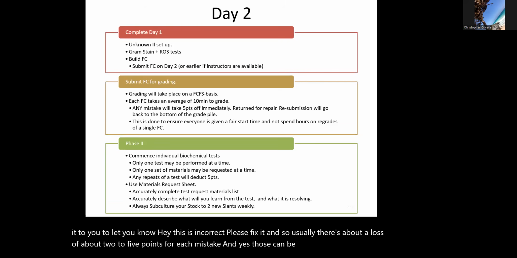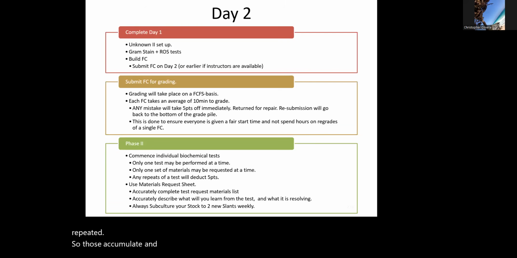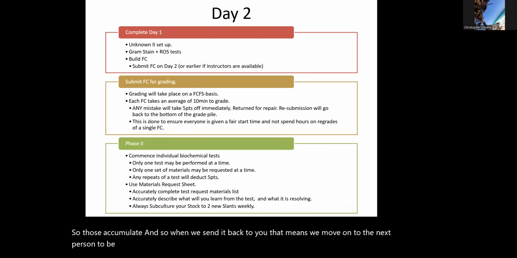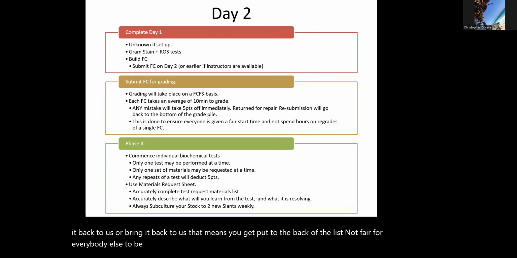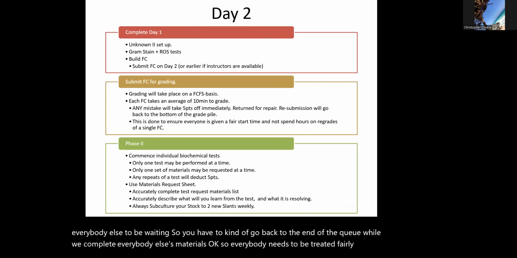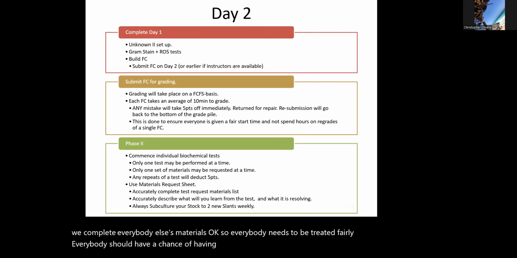So those accumulate. And when we send it back to you, that means we move on to the next person, to be fair. But that means that whenever you're done completing yours and you bring it back to us, you get put to the back of the list. It's not fair for everybody else to be waiting. So you have to go back to the end of the queue while we complete everybody else's materials. Okay, so everybody needs to be treated fairly. Everybody should have a chance of having their flowchart graded as soon as possible.